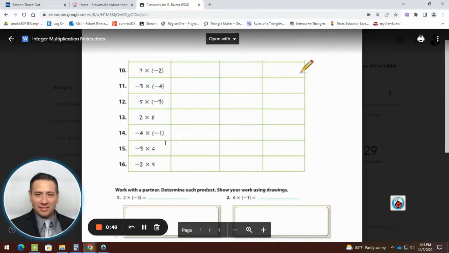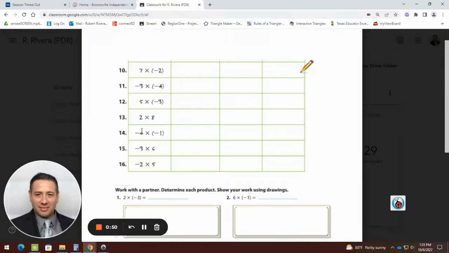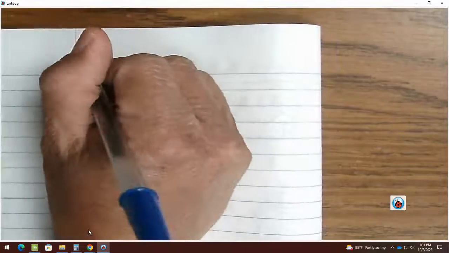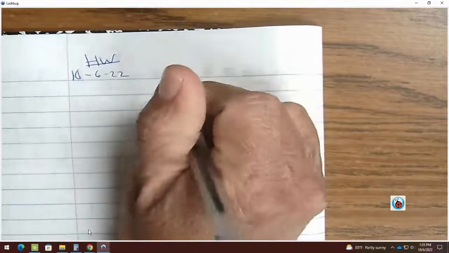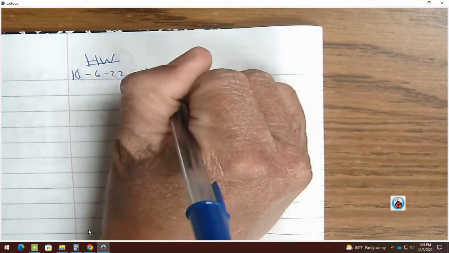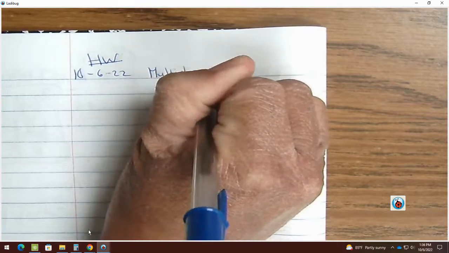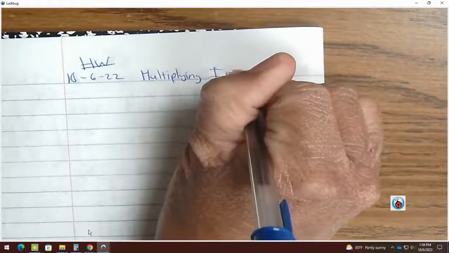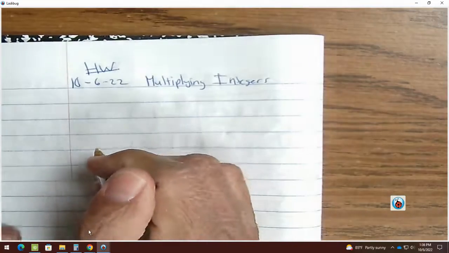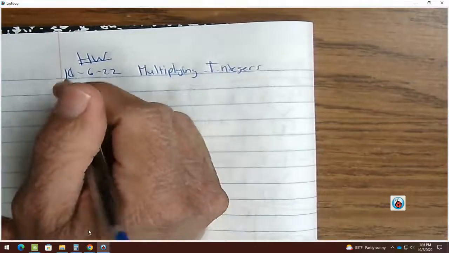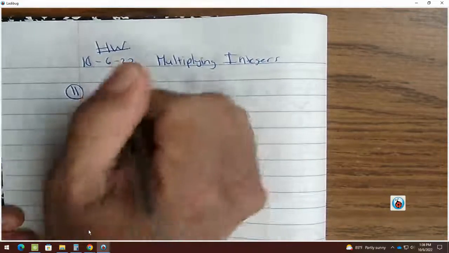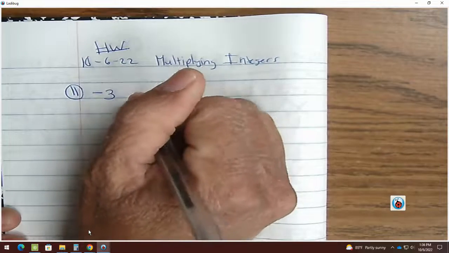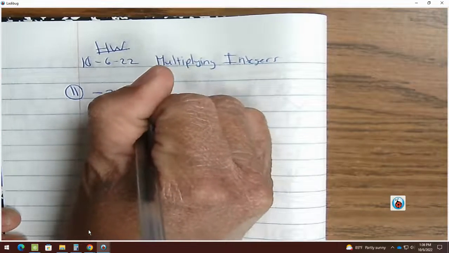So let me start now, number 10. So let me put the journal now. Today is the 6th, so put 10/6/22. This is your homework for today. And we're doing multiplying integers. Okay? And I'm going to start with number 11. Number 11 reads this way: -3 times -4.